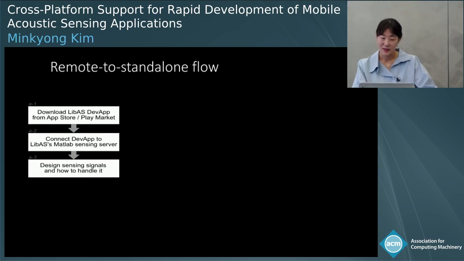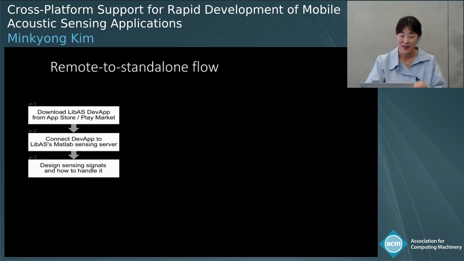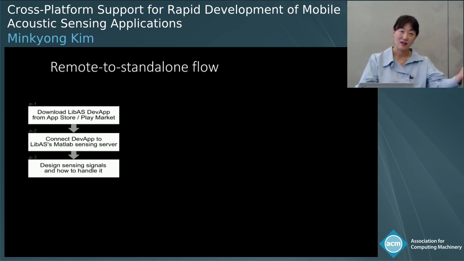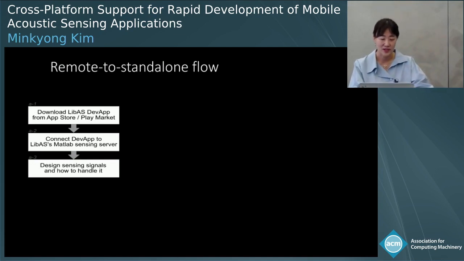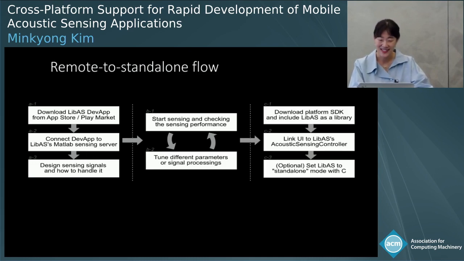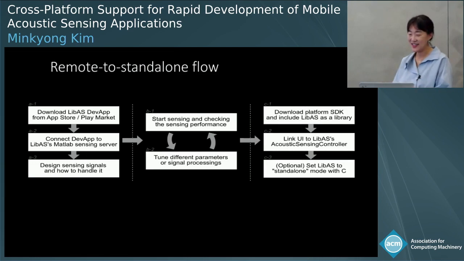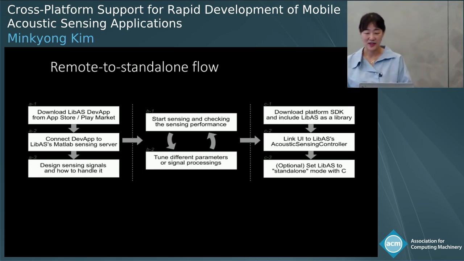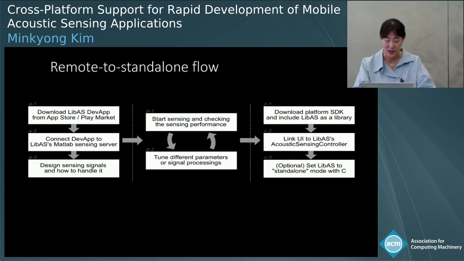So using the LibAS, you can download the dev app from the App Store, and then using that one, you can connect it to the MATLAB on the server side, and you can focus on designing the sensing algorithms. And then you can check and debug. Once that's done, you can download the SDK, which includes the LibAS as a library. And then optionally, you can also convert it to the standalone mode with the C.